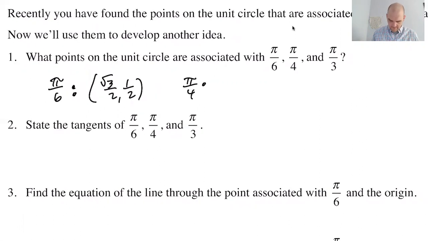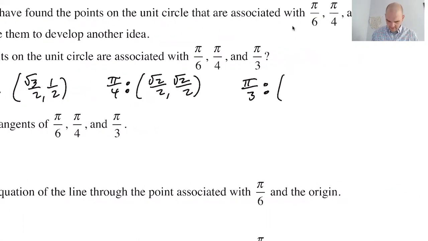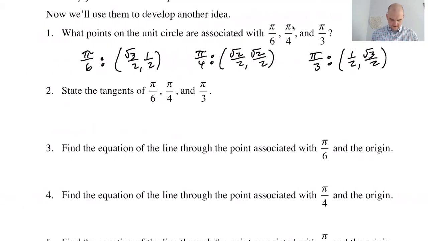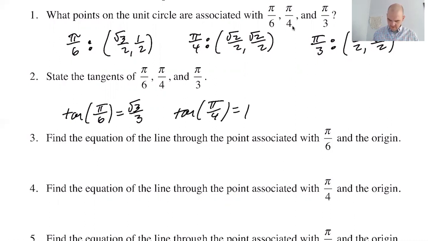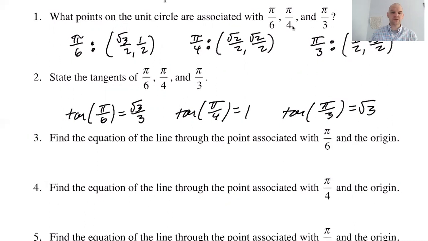Pi over 4. That one I know, they're the same. Okay, and then pi over 3. Once you get pi over 6, you can't get pi over 3 wrong because you just reverse them. All right. State the tangents. So the tangent of pi over 6, there's a lot of recalling stuff here, is root 3 over 3. The tangent of pi over 4 is 1, and the tangent of pi over 3 is root 3. So these are all things we should have memorized at this point, and fortunately, I do.